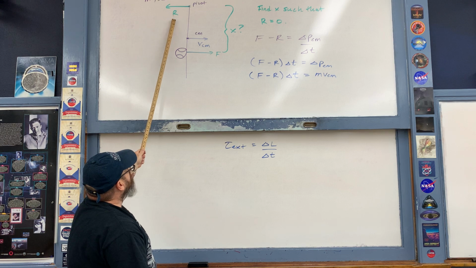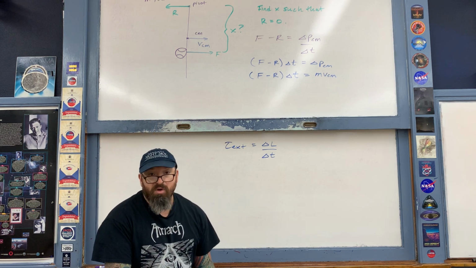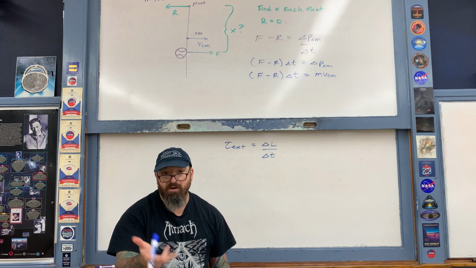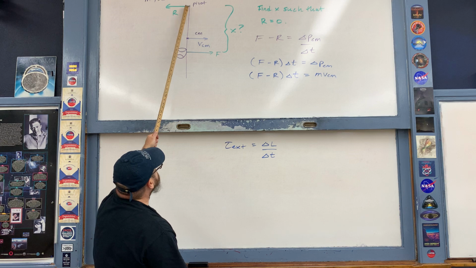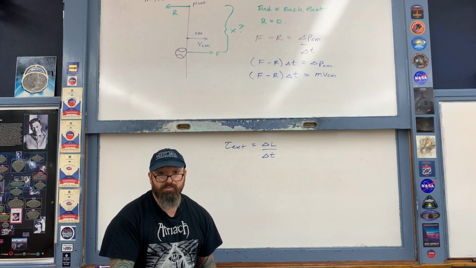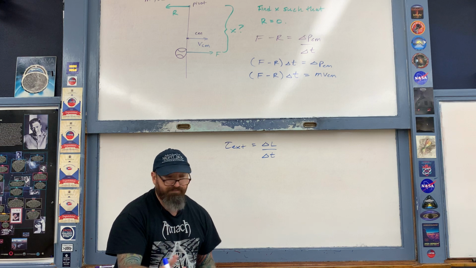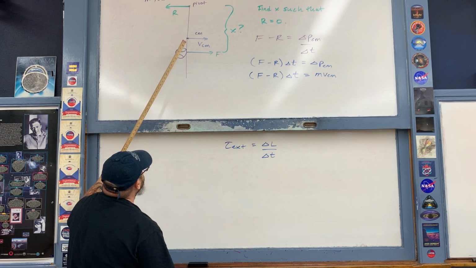Now, is there a torque exerted on the bat due to the reaction force? No, and the reason why is because there's no moment arm for r cross F for the reaction force. The reaction force itself is applied at the pivot. But we will have a torque exerted on the baseball bat due to the force F. So for the force F, right here is the moment arm.